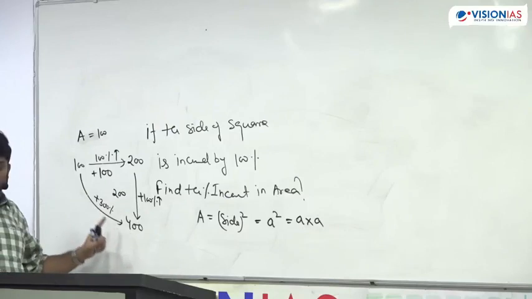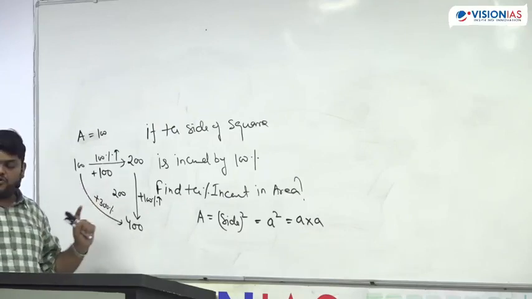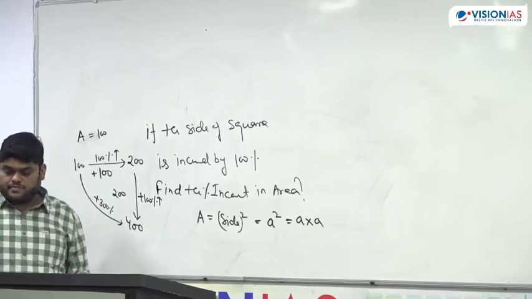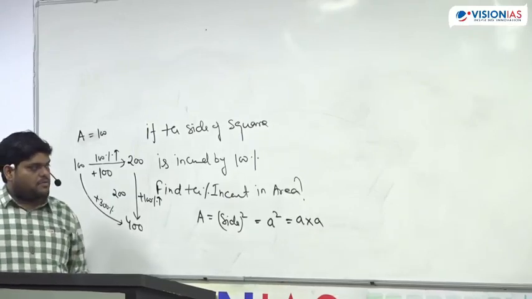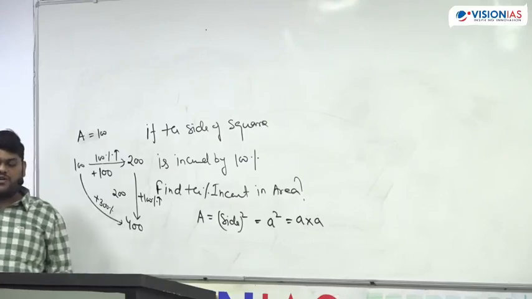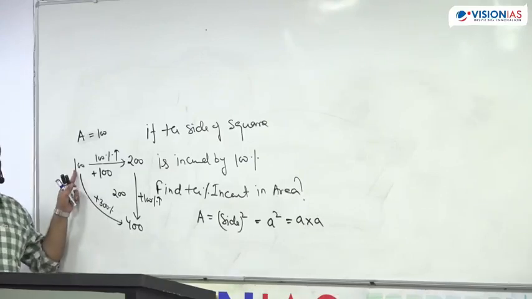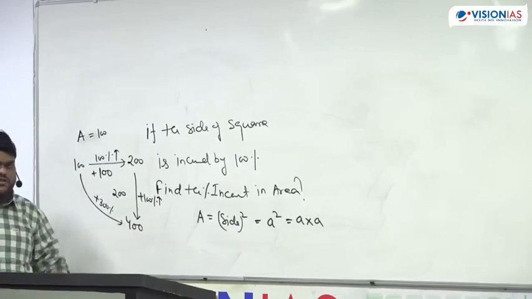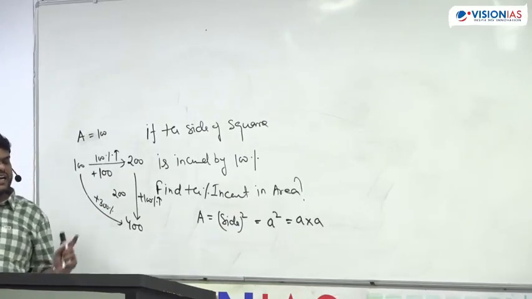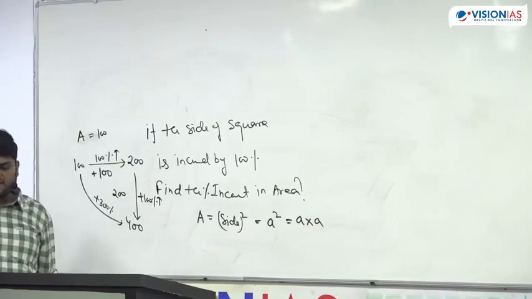So be careful here. Anything was 100. Now it's become 400. So the total increment of 300% is there.